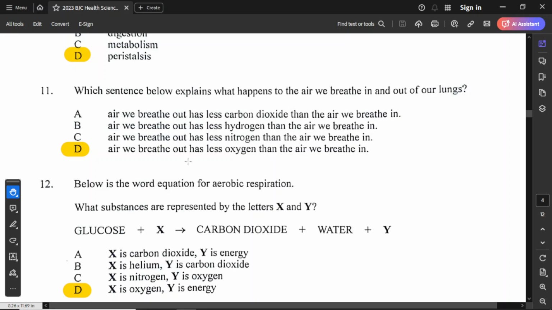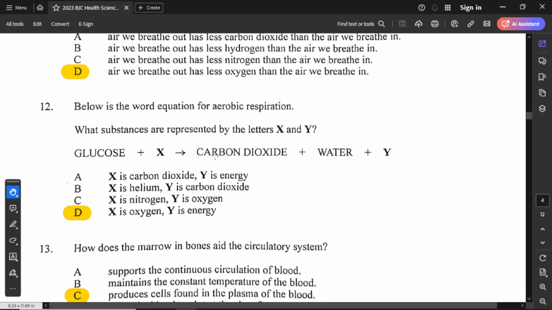Option C says air we breathe out has less nitrogen than what we breathe in. Not true as well, because we breathe in the same amount of nitrogen and we release the same amount, because we do not make it and we do not use it. Option D is correct because it says the air we breathe out has less oxygen. True, because what is coming in has more oxygen and what is going out has less oxygen. Also, we have more carbon dioxide going out than what is coming in.